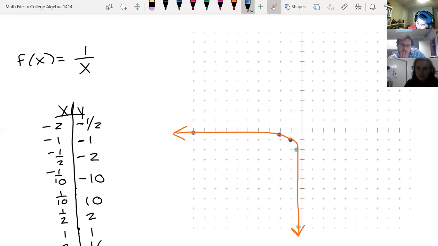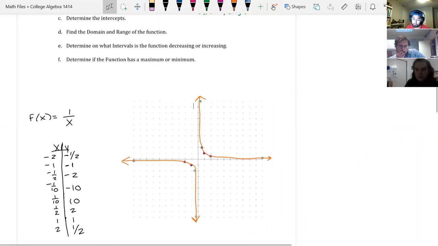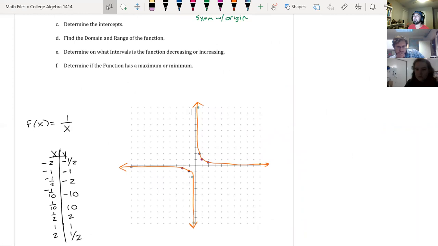And then graph the next part. 1, 1, 2, 1/2, and then 1/2 and 2, and then 0.1 and 10. And again, let's say I pick positive 10, it'll give me 1/10, which is somewhere around here. And the next piece of your graph looks like this. There we go. Which means we have the graph, which means we can answer the last questions.